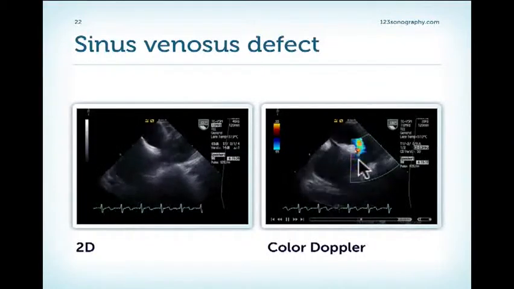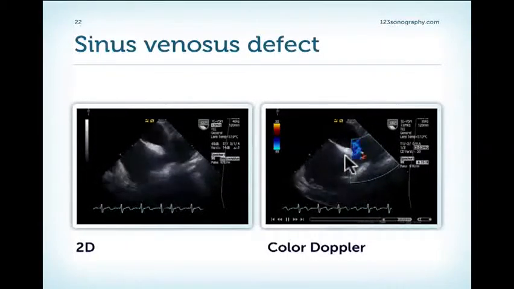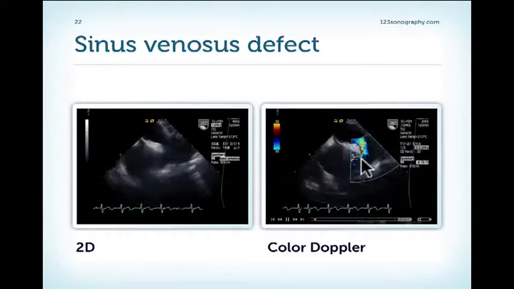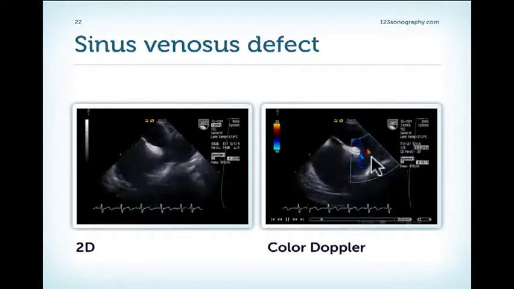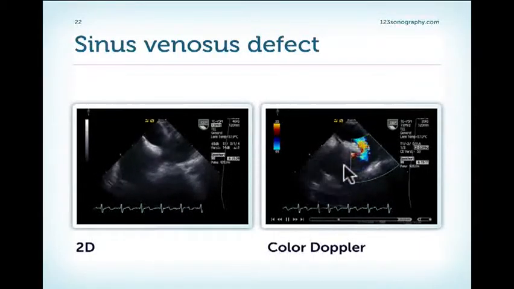Now this long axis view by TEE shows again the SVC coming down here. This is the right atrium. We show the interatrial septum and the left atrium, and can nicely see the shunt from the left atrium via this defect into the right atrium.